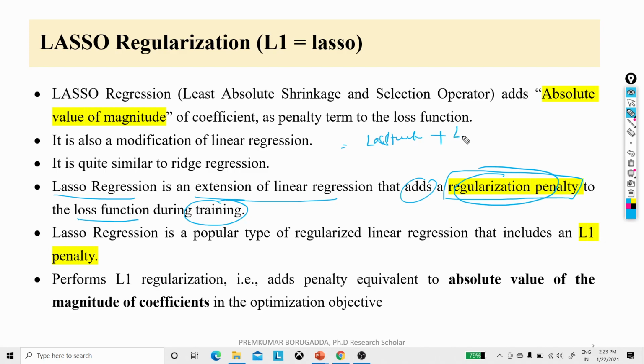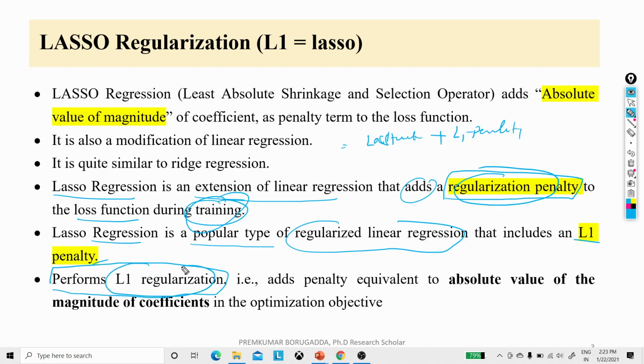So regularized penalty means L1 penalty, during the training time. The lasso regression is a popular type of regularized linear regression that includes the L1 penalty. So it performs L1 regularization. What is meant by performing L1 regularization? It means adding a penalty equivalent to the absolute value of the magnitude of the coefficients in the optimization objective.